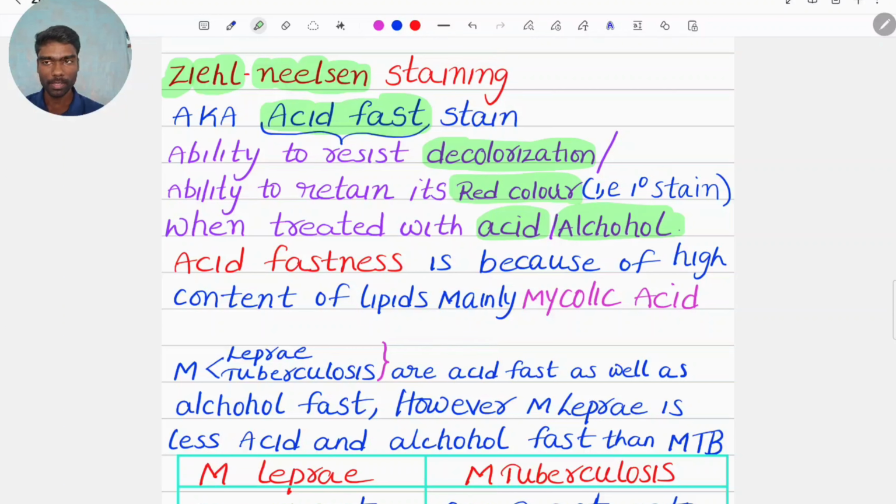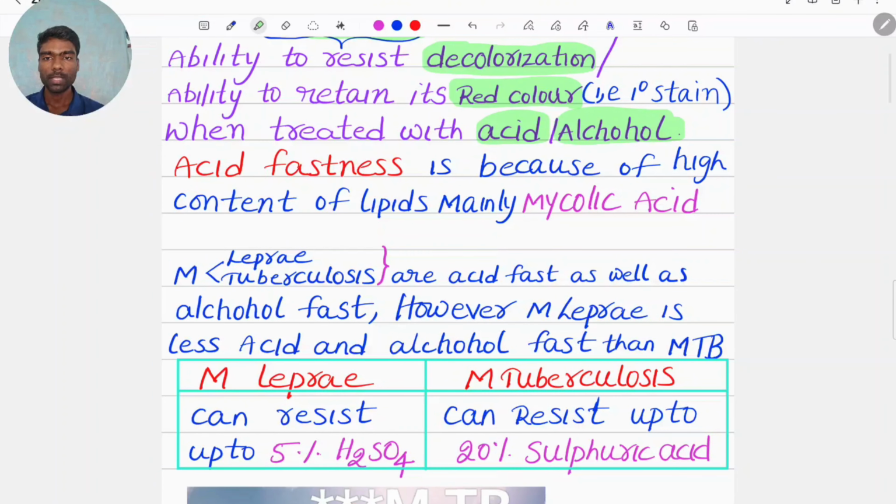Bacilli will retain their red color even when treated with acid or alcohol. They won't get decolorized. Acid fastness is because of the high content of lipids, mainly mycolic acid. In my previous video I told you mycolic acid is present in the cell wall. Where inside the cell wall? In the electron transparent zone, inner leaflet. I have drawn and shown you thread-like structures in pink color.